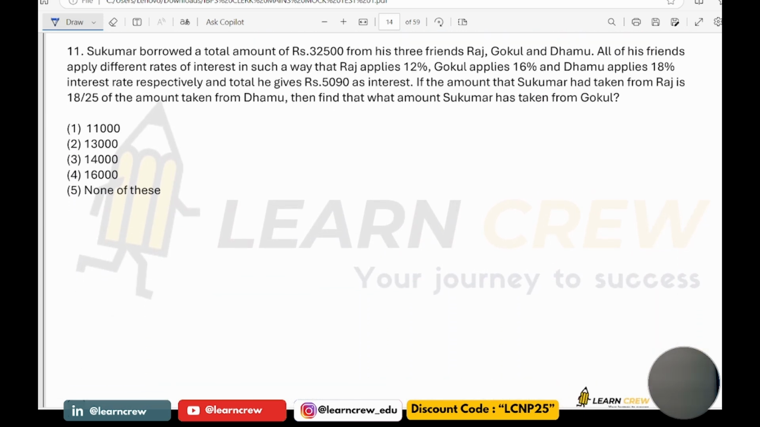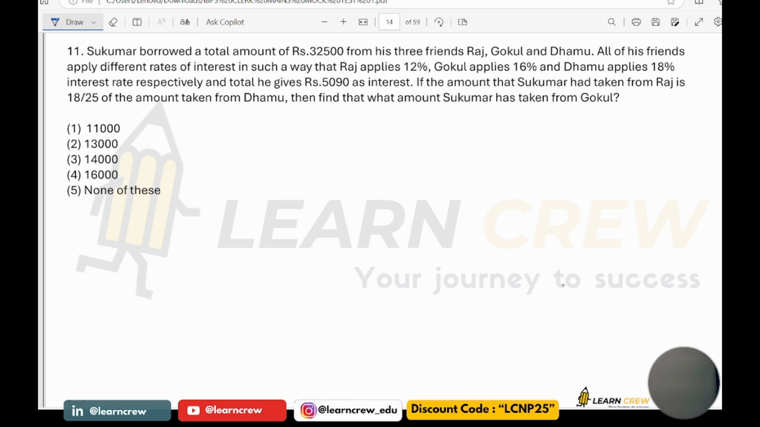Now question number 11. Sukumar borrowed a total amount of 32,500 from his 3 friends Raj, Gokul and Dhamu. All of his friends apply different rates of interest: Raj applies 12%, Gokul applies 16%, and Dhamu applies 18% respectively. In total he gives 5090 as interest. If the amount that Sukumar had taken from Raj is 18 by 25 of the amount taken from Dhamu, then find the amount Sukumar has taken from Gokul.